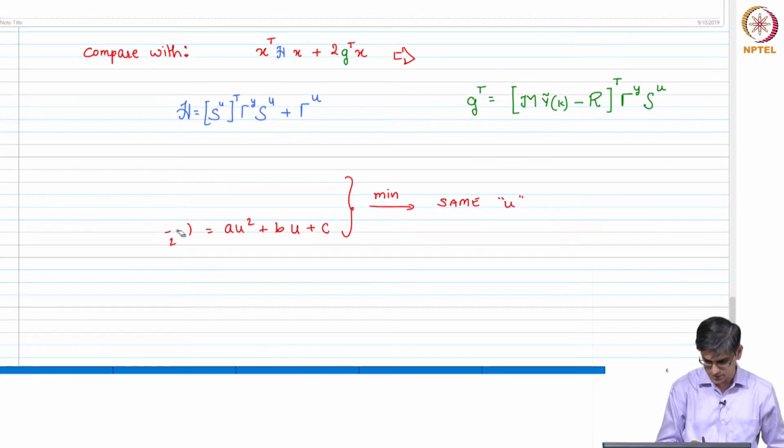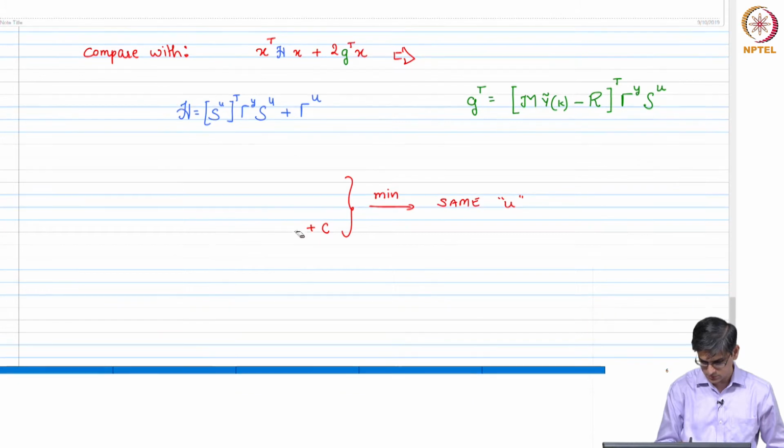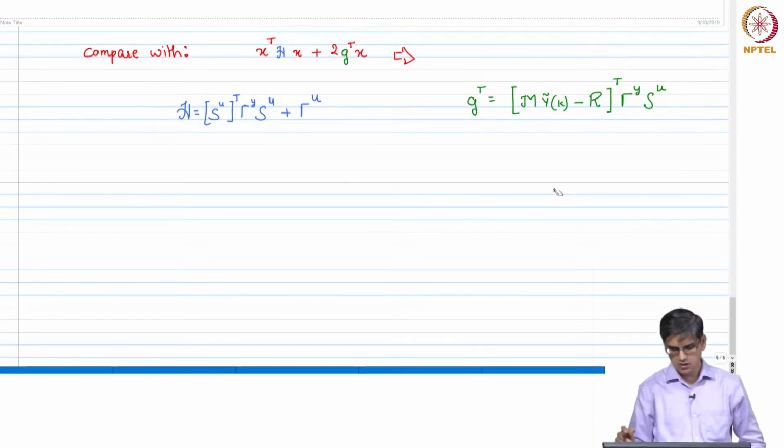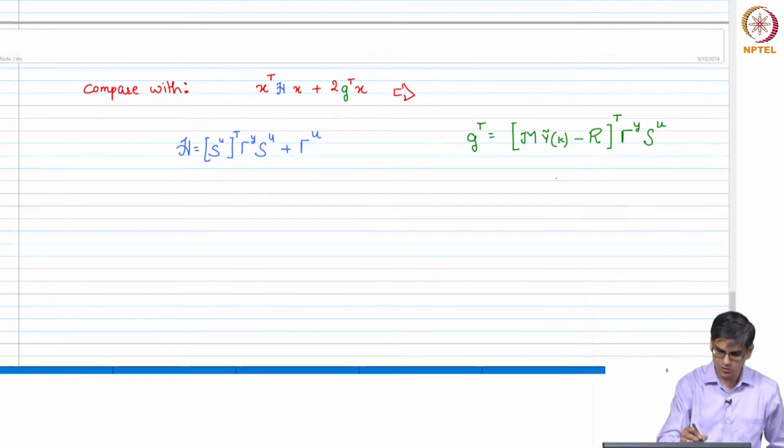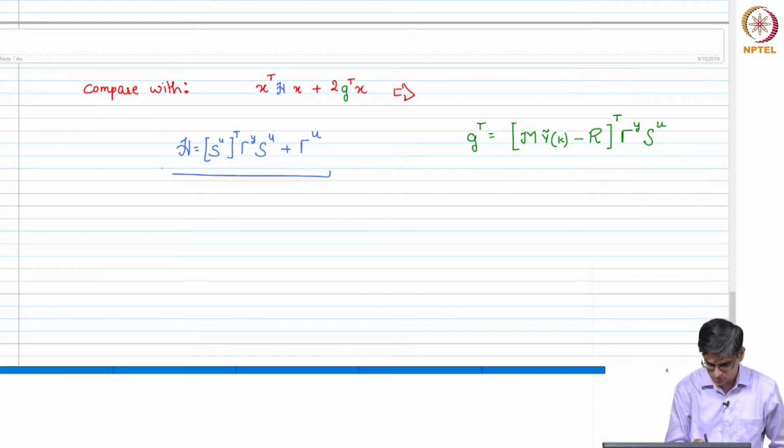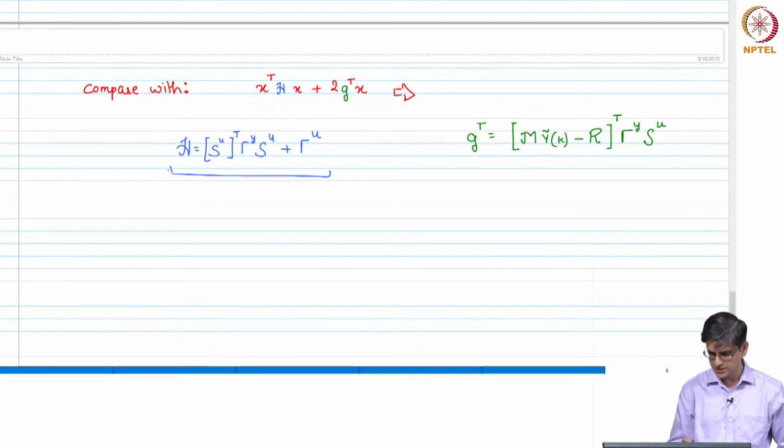Yeah, I will erase this. Okay. So, there is one more very interesting thing. If you look at the Hessian, it does not change with k.